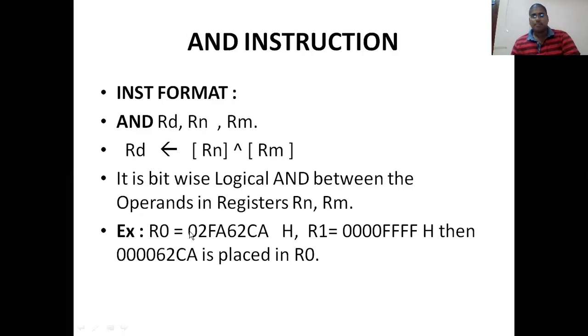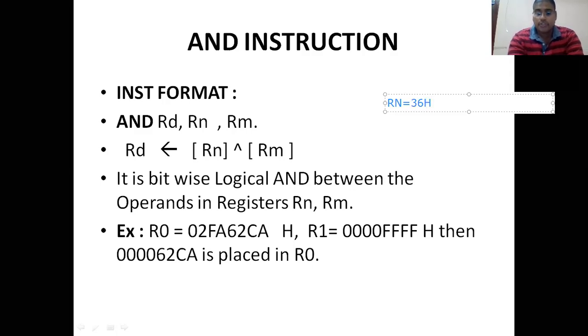Here we have given one example, but this is a big example. We'll take a small example of 8 bits. Let us consider Rn is equal to 36H. Whenever you perform any operation like AND, OR, exclusive OR, whatever it may be, first of all you need to convert the given number system into a binary format, and then only perform the operation.